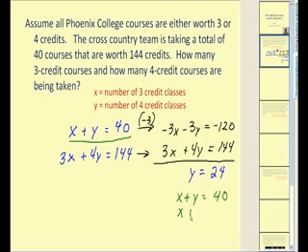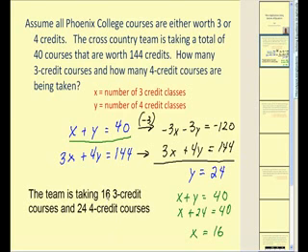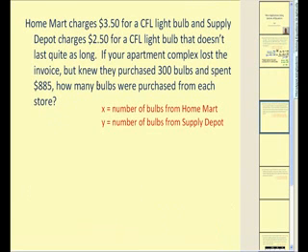Since we know y is 24, we can solve this for x equals 16. Therefore we can conclude the team is taking 16 3-credit courses since x equals 16, and 24 4-credit courses since y is equal to 24. Let's go ahead and take a look at this example.